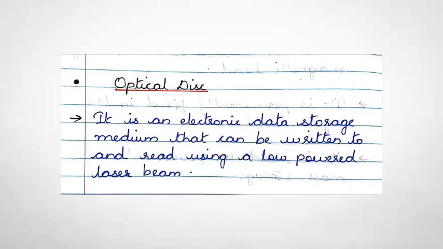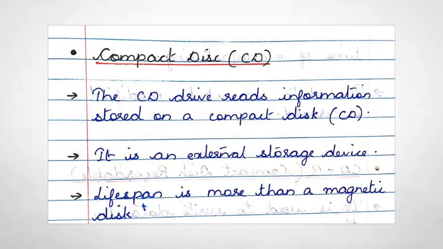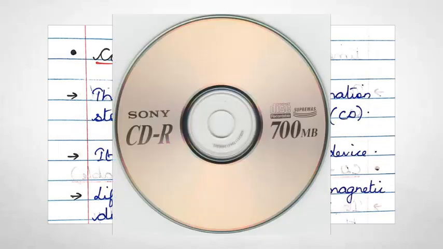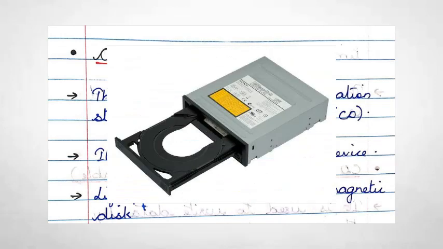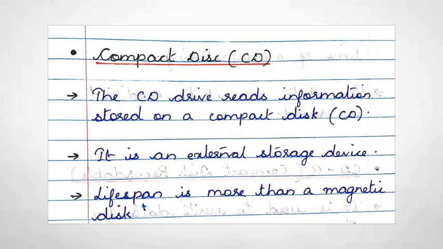And the second secondary storage device is optical disk. It is an electronic data storage medium that can be written to and read using a low-powered laser beam. Next is compact disk, that is CD. It's an external storage device. The CD drive reads information stored on a compact disk.